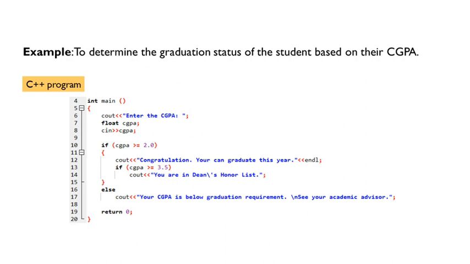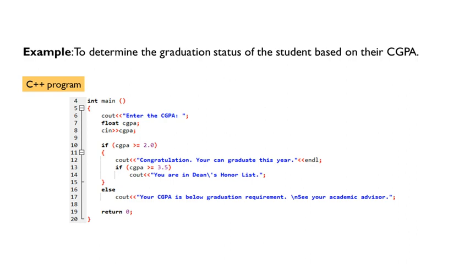Next, let us see the second example of nested if statement. The problem here is to determine the graduation status of the student based on their CGPA. As you all can see, I use the data type float for CGPA. You also can use double as a data type for CGPA. So what is the difference between float and double? The difference is the precision itself.